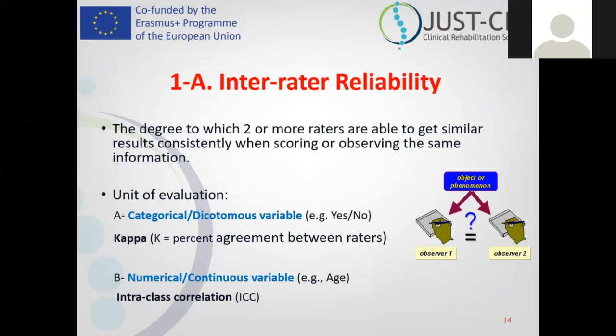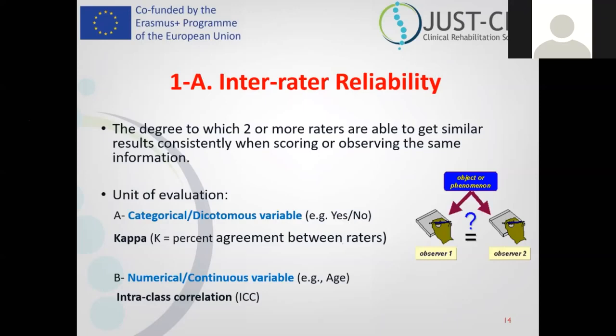The first type of raters reliability is the inter-rater reliability. The inter-rater reliability is the degree to which two or more raters are able to get similar results consistently whenever they use the same instrument. So in this type of reliability, there are multiple evaluators, more than one individual, who use the same instrument. If this instrument is used under the same conditions by two different evaluators, observers, or assessors, the results should be similar if this instrument has good inter-rater reliability.